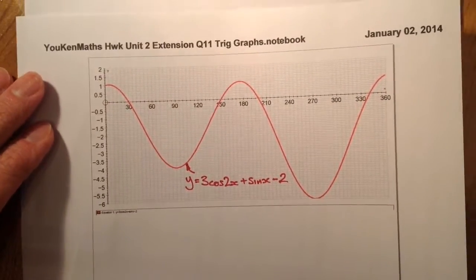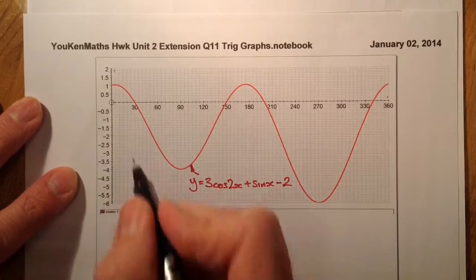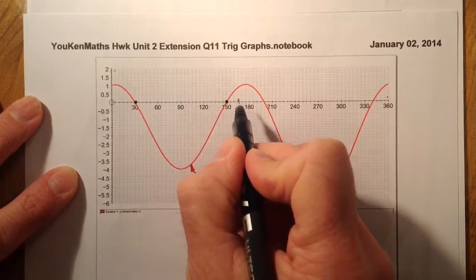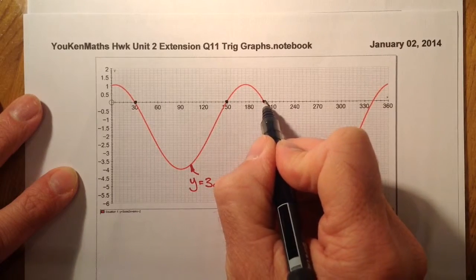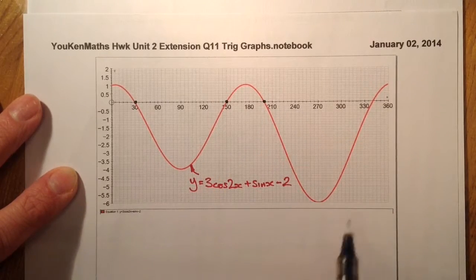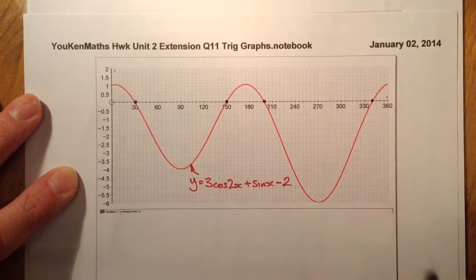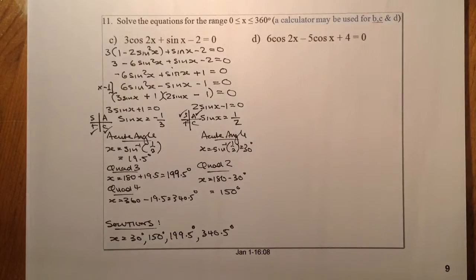So here we go, there's that kind of weird graph that we've got for that question. So we're looking at 30 degrees as the first one, it was 150 after that. The next value was just short of 200, so that would be 199.5 and 340.5, so it's just over the 340 mark there. So that's the solutions that I've gathered up for this question here.